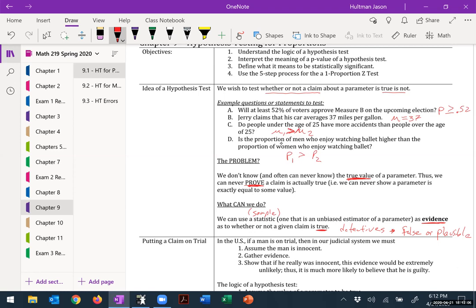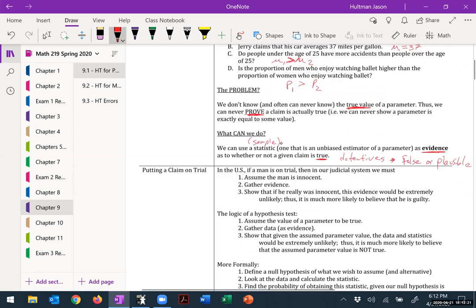Or is the person not guilty? Now, not guilty doesn't mean innocent, right? I mean, they still could have committed the crime. There just wasn't enough evidence to convict them. That's the idea here. We're detectives and we want to know, is the claim false? Can we say statistically that that claim is false? Or is that claim plausible? Is it false or plausible?